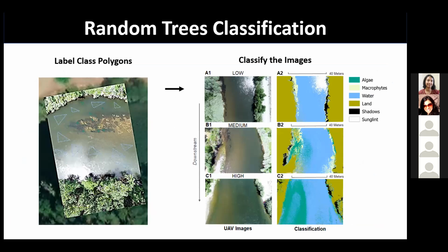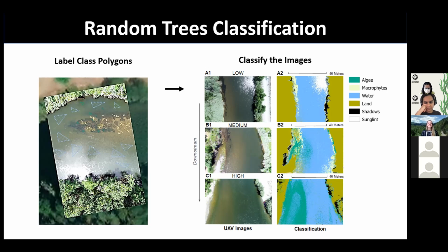So if anyone wants to kind of nerd out right now, I'll tell you about the classification mechanism that we used, which is called Random Trees Classifier. And that's basically random forest, if you're familiar with machine learning algorithms. However, I did this in ArcGIS Pro, so that's why it's called Random Trees. So basically, we just created these training polygons by labeling each image. As you can see on the left, those little dots are, so I'm outlining water, algae, aquatic plants.